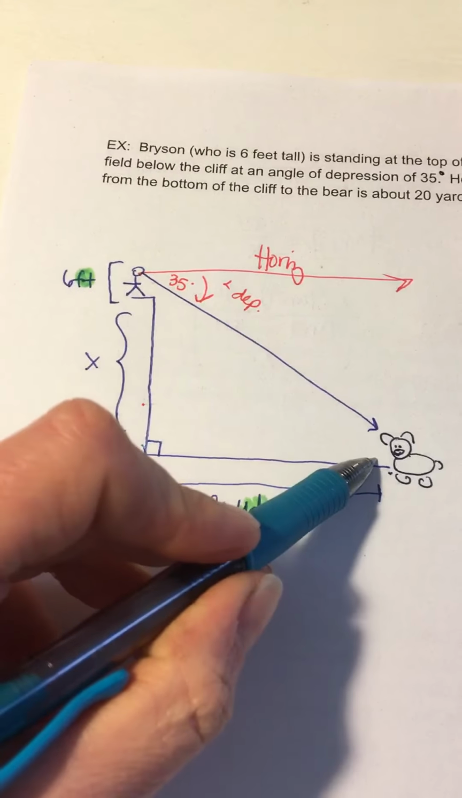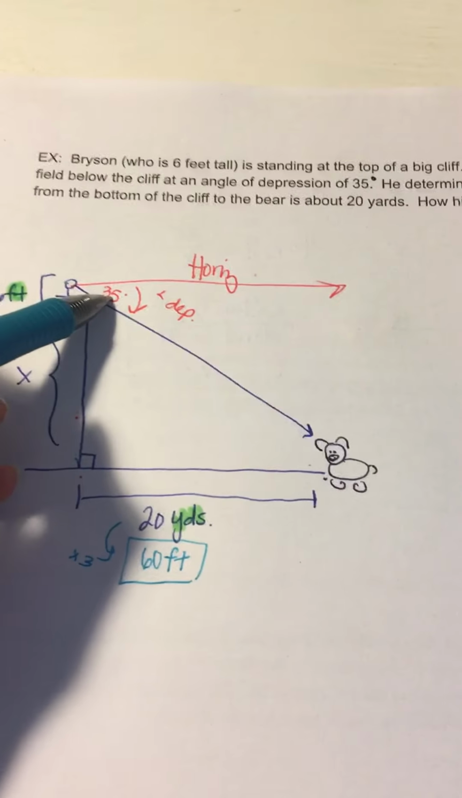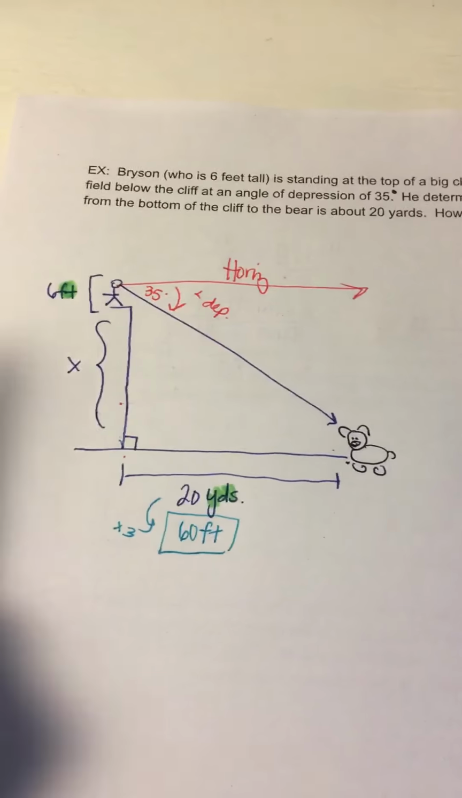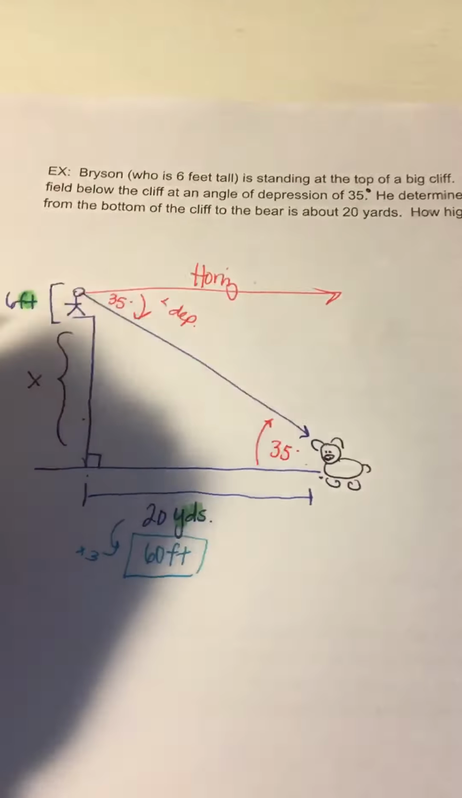So this is 60. This we don't know. This we obviously don't know. We do know my angle of depression is 35, and angles of depression and elevation are the same, so this is 35 degrees.